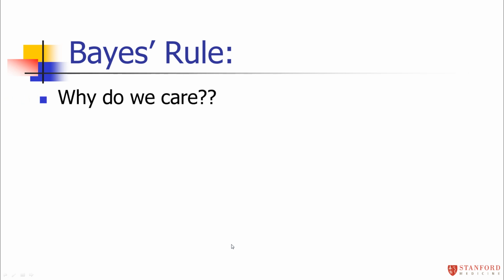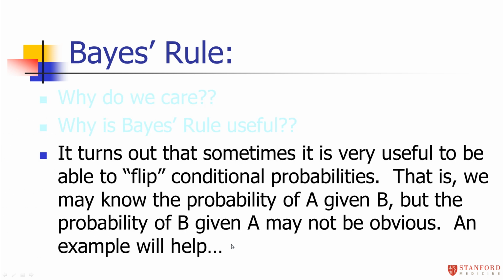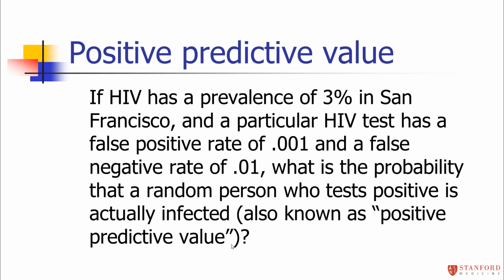All right, so this formula looks complicated, it looks confusing. Why do we care? Why is it useful? What is Bayes' rule useful for? Notice that it does something extremely useful. It flips conditional probabilities. If I give you the probability of B given A, then you can use Bayes' rule to get back the probability of A given B. So you can flip those conditional probabilities. That turns out to be useful for many reasons, such as when we calculate positive predictive value. I think an example will help here. So let's go back to the example we had in the last module.